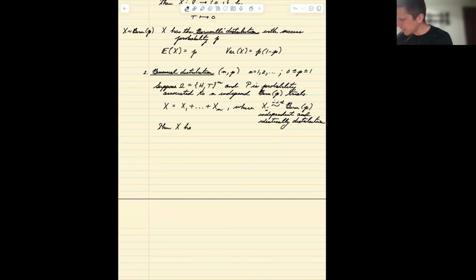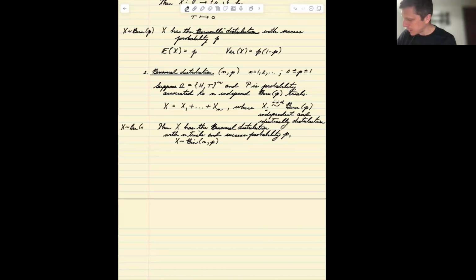X has the binomial distribution with n trials and success probability p. And we write that as X is distributed as binomial n, p.